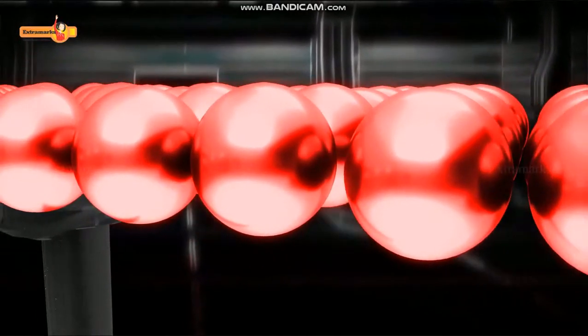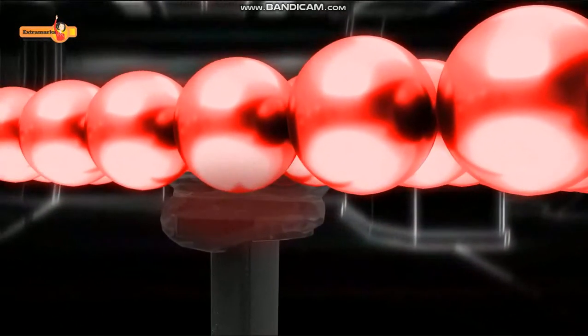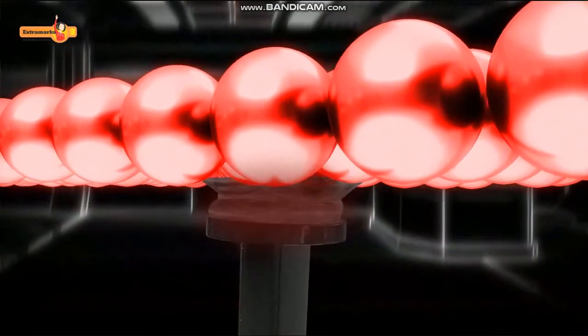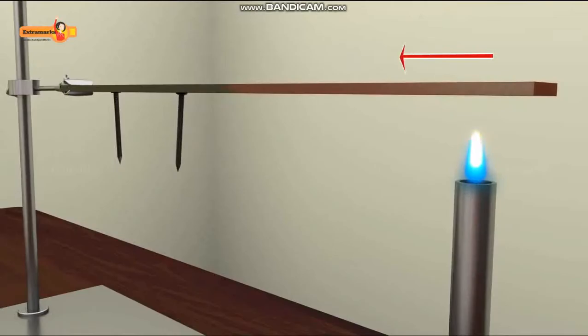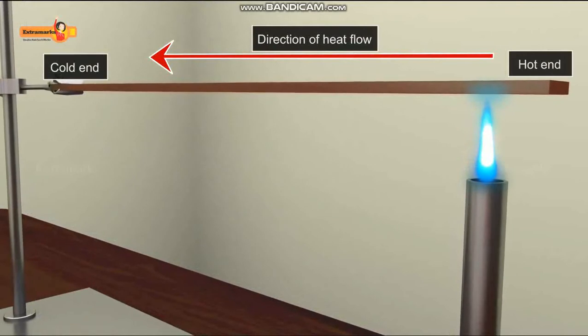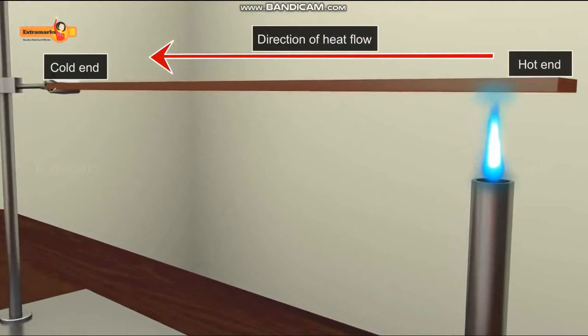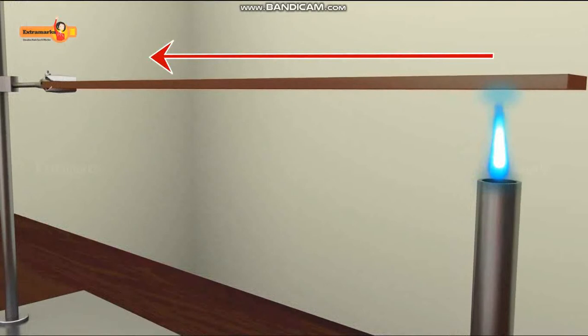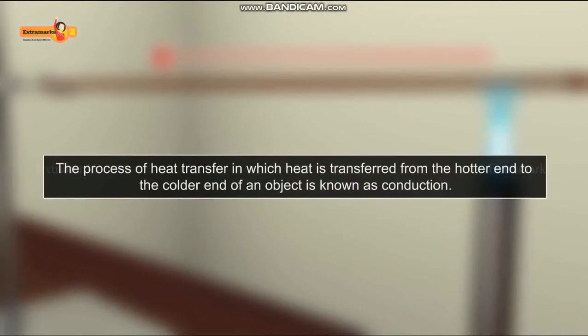As soon as heat reaches the point where the first nail is stuck, the wax melts and the nail falls off. As the heat flows further across the metal strip, other nails fall off. In this way, heat gets transferred through the metal strip. So, the process of heat transfer, where heat is transferred from one atom to the other without actual movement of the atoms, is defined as conduction.